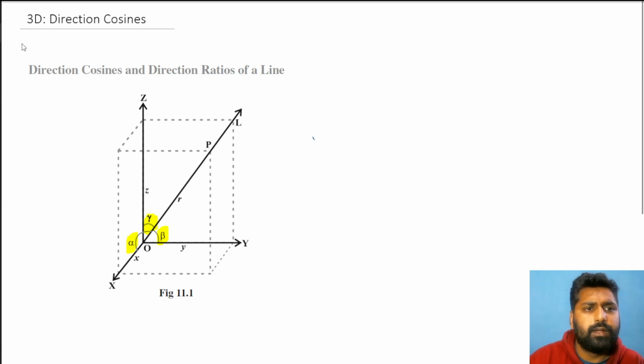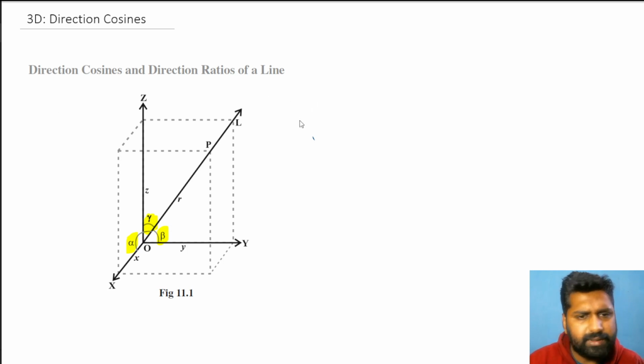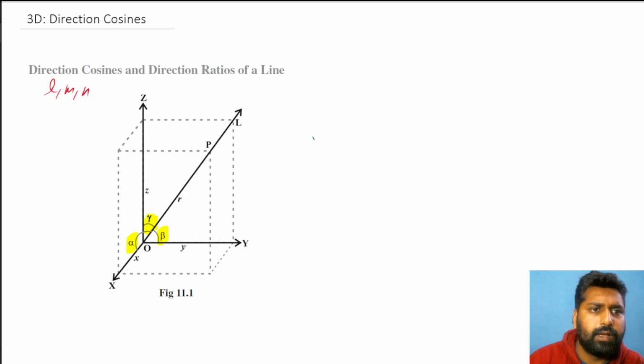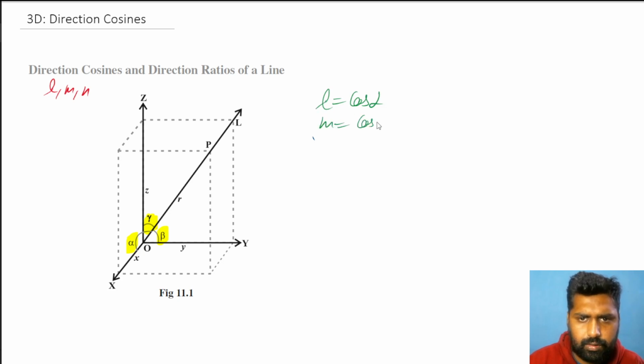So if I want the direction cosines of this line, if you give me the angles, I can find them. Direction cosines are represented by l, m, and n, and I can directly calculate them if you give me the angles. How? l is cos alpha, m is cos beta, n is cos gamma.